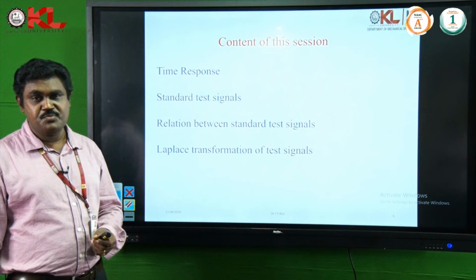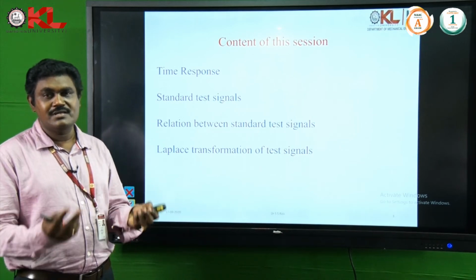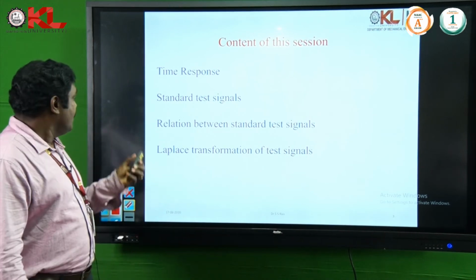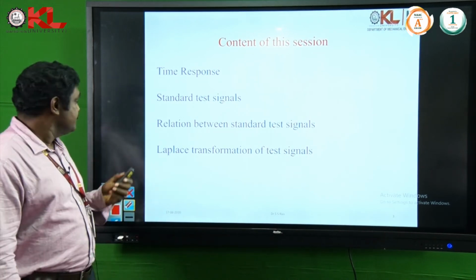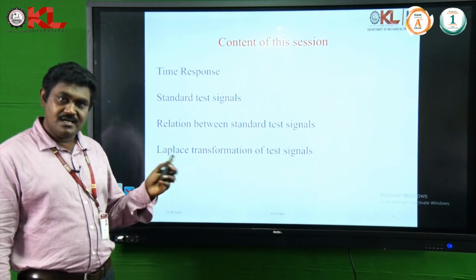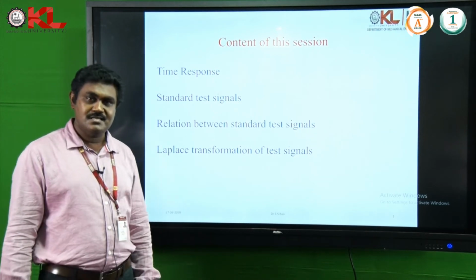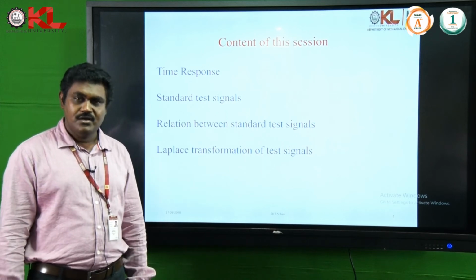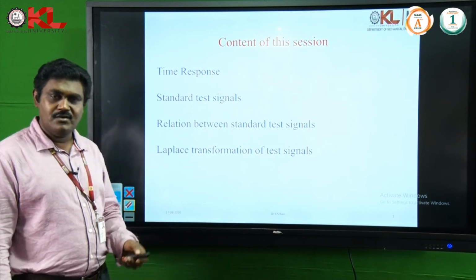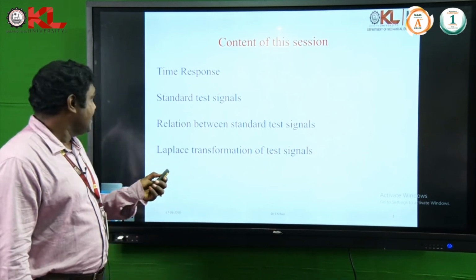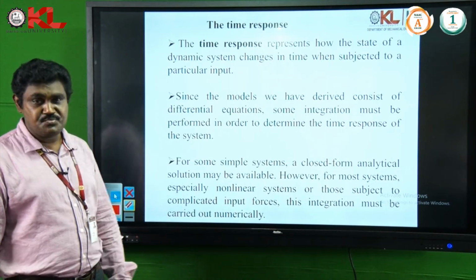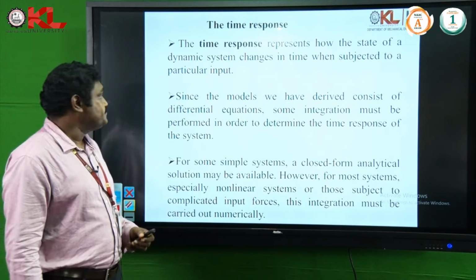One is the time response for the different systems, how the time response will be there, and standard test signals, the relation between standard test signals, and the Laplace transformation of test signals. So, these are the topics covered in this session. Now, let us see the time response of these control systems.